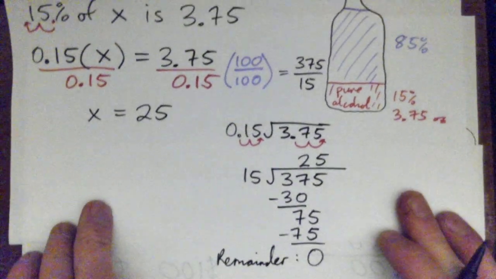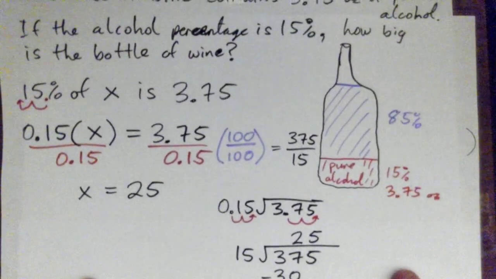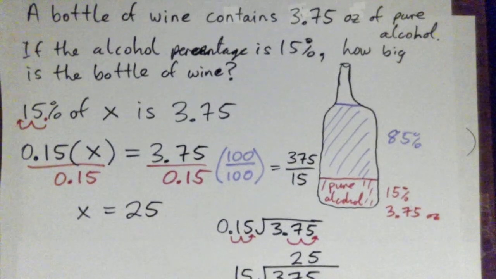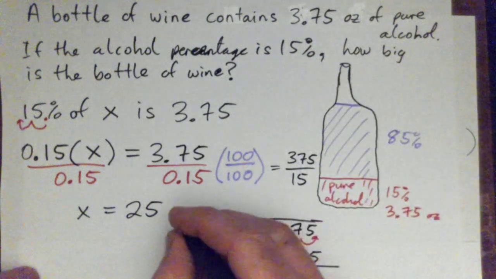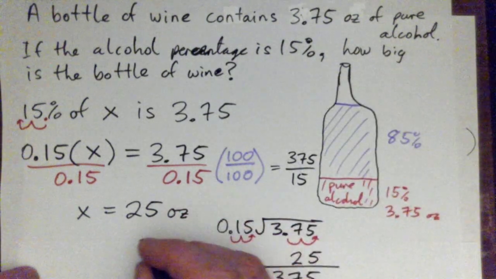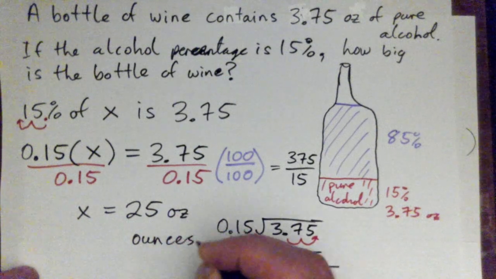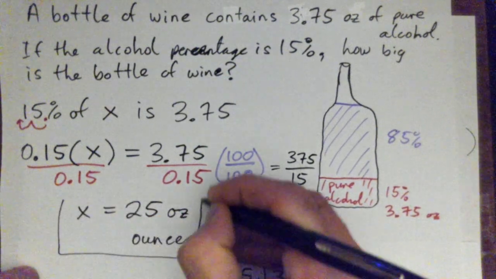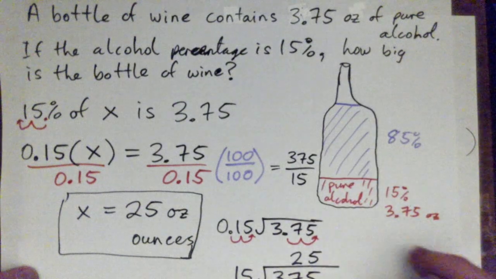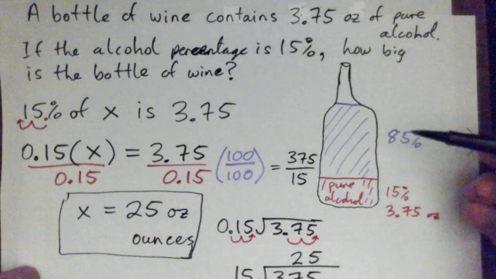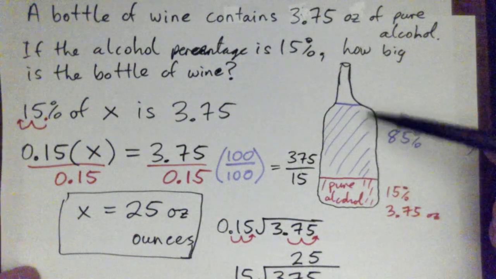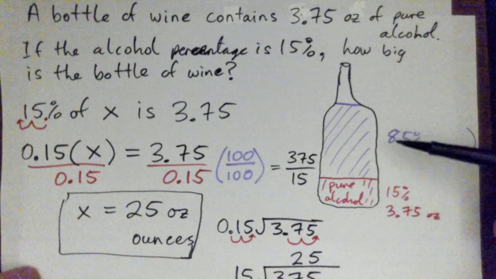But what is that in the context of the problem? What did we find out? Right. The total amount of wine is 25 ounces. The size of the bottle of wine is 25 ounces and has 3.75 ounces of pure alcohol. How would you get the amount of the rest of the wine that isn't alcohol, like the water and everything, the 85%? How would you get that?